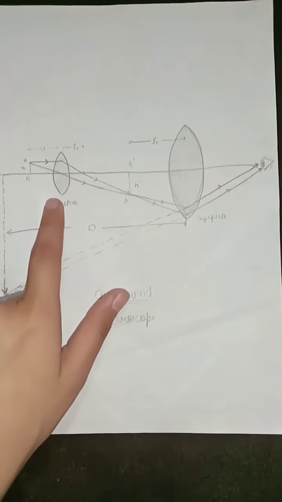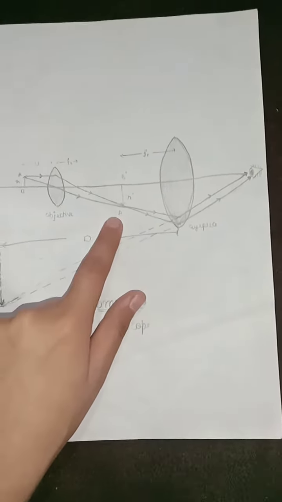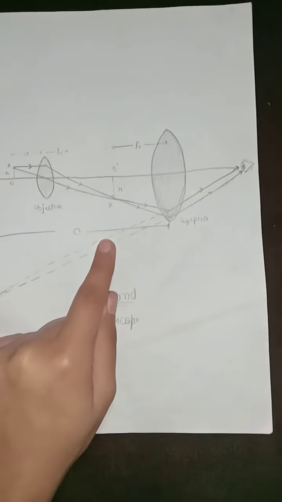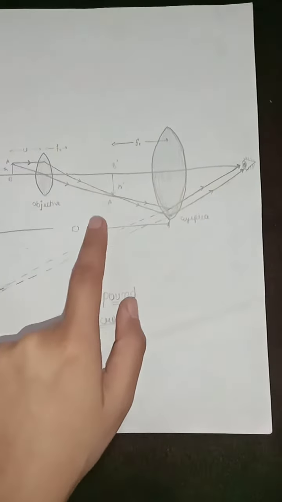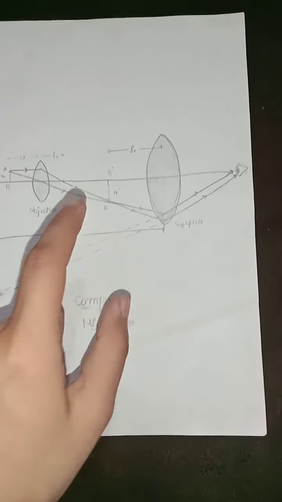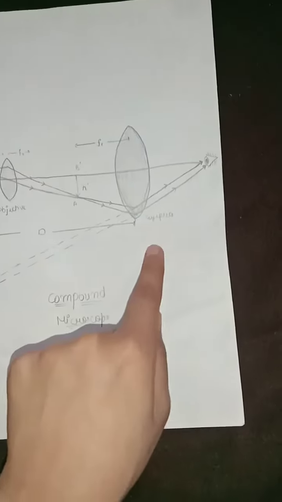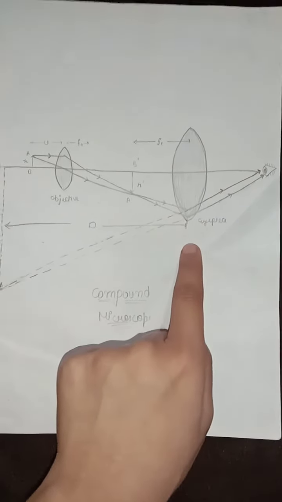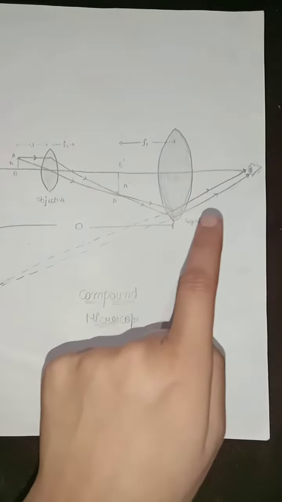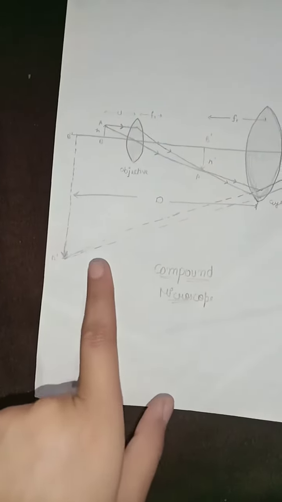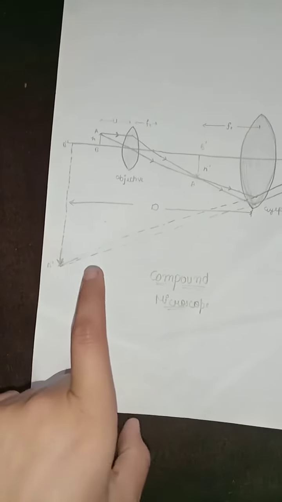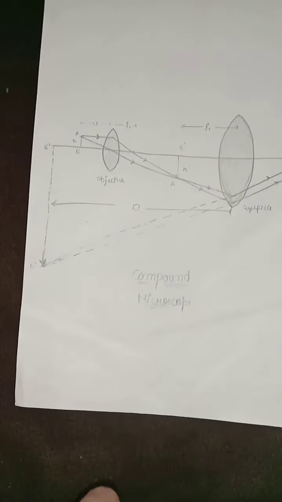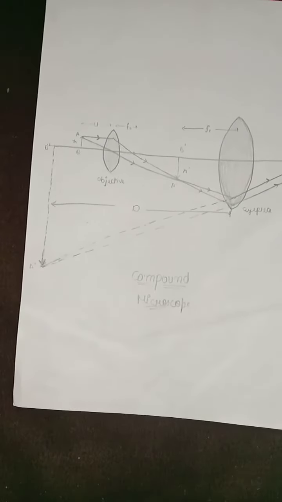The lens near the object is called the objective lens, and it forms a real, inverted and magnified image of the object. And this image of the object serves as an object for the next lens, which is the eyepiece. And finally, the eyepiece provides an enlarged and virtual image. It is clear that we finally get an inverted image with respect to the original object.